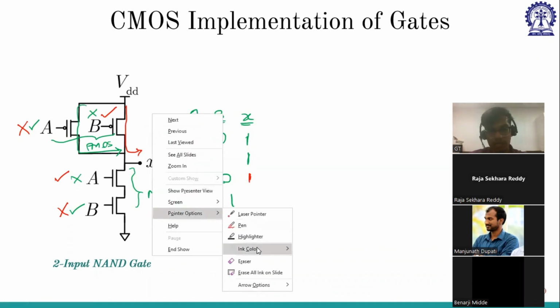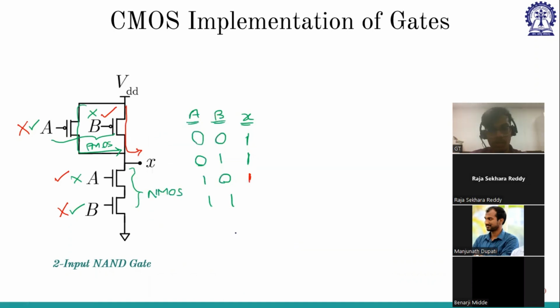Again, let me change the pointer color. Now A and B both are 1. So this is off, this is also off, this is on, this is on. So it is connected to ground, so X will be 0. And this is an implementation of what? When AB is 1 and 1, X is 0. So X is AB bar. So this is an implementation of a NAND gate.